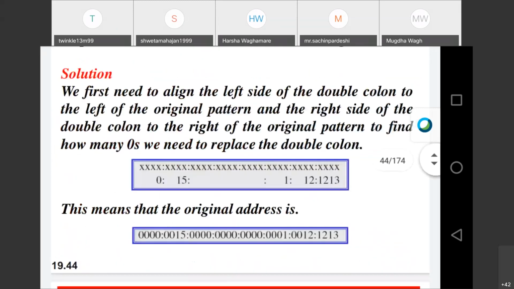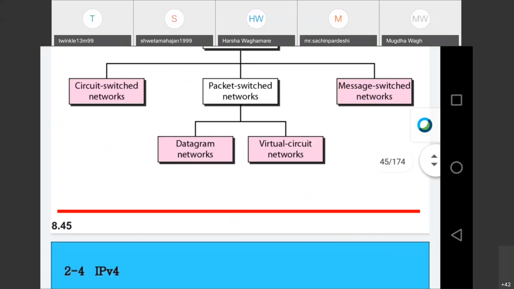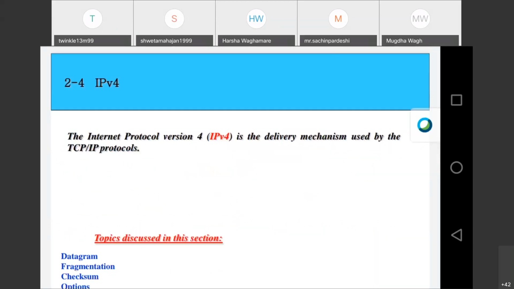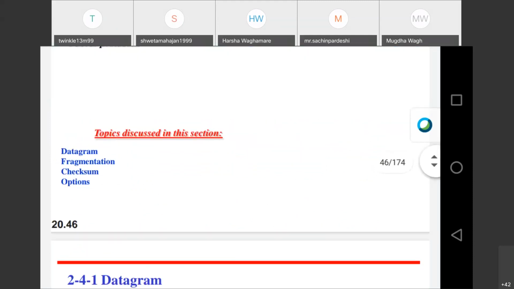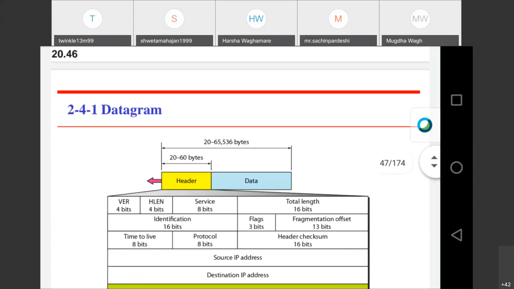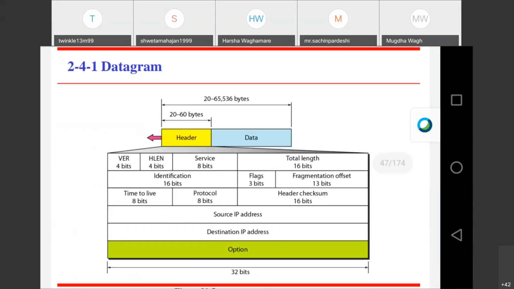Okay. So now we'll see the IPv4 datagram. This IPv4 datagram is nothing but the IPv4 packet format. So IPv4 is in the network layer, as we have seen in our previous lecture.